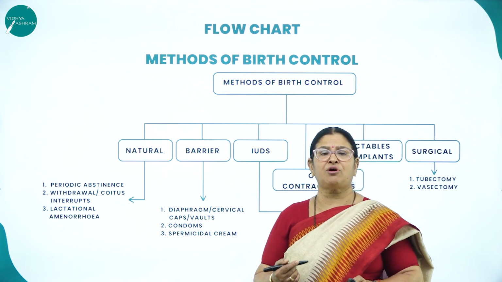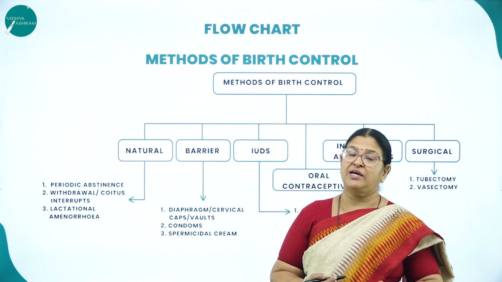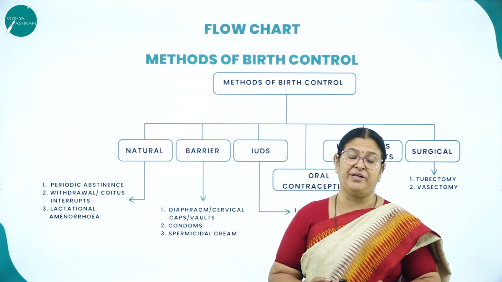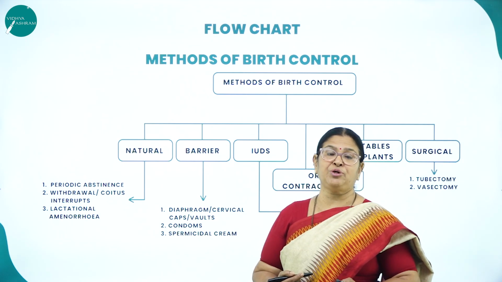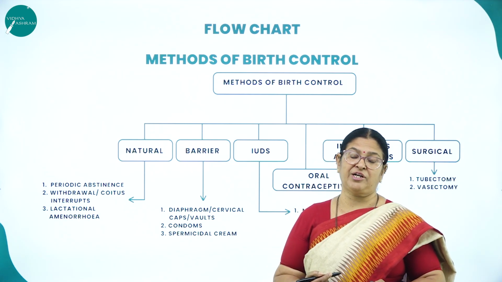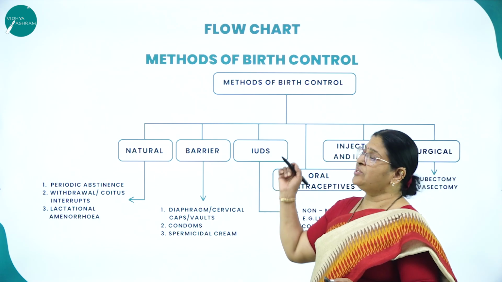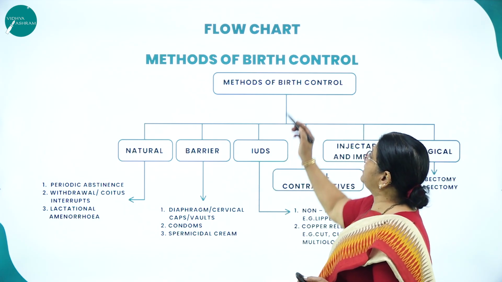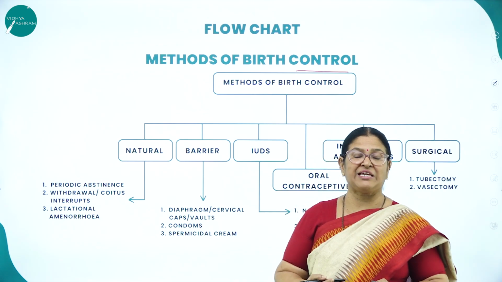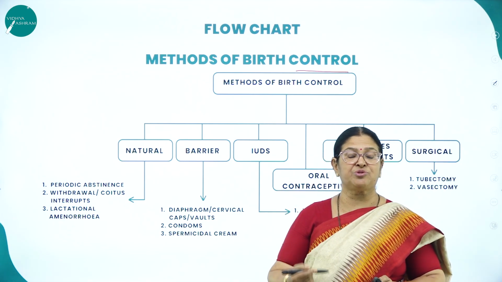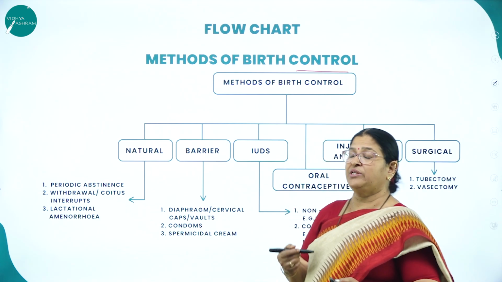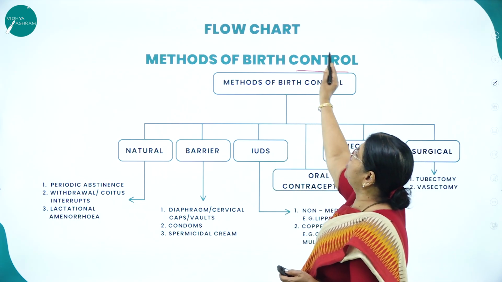So there are lots and lots of various problems that we need to address and strategies that we need to implement to gain reproductive health. Reproductive health is very important for a reproductively healthy society. In this particular chart, I have given the methods of birth control. As we know, day by day the population is increasing and we need to reduce the increase in population. So what is the best method? The best method is the birth control methods.